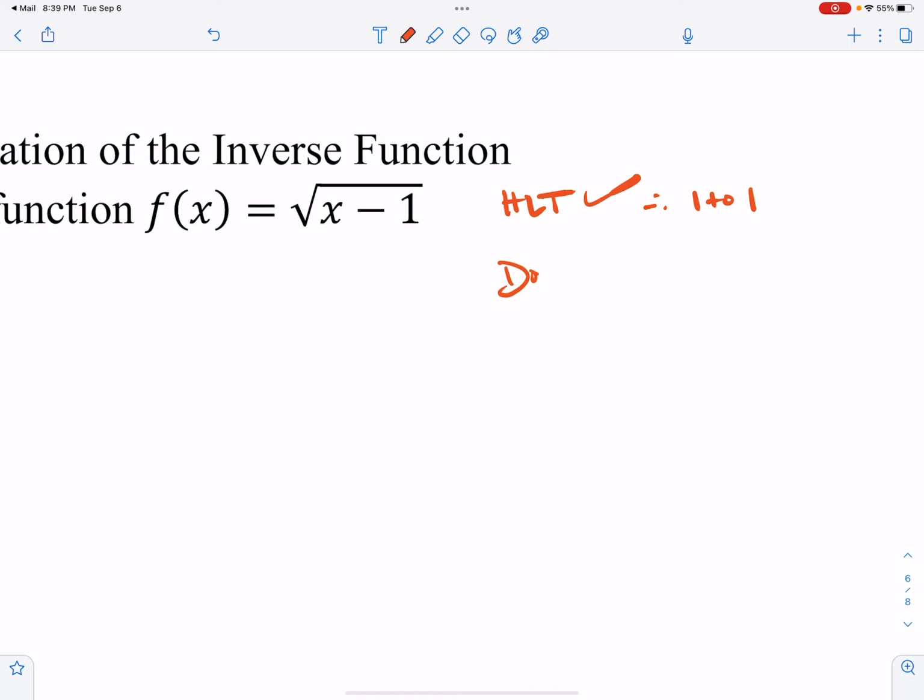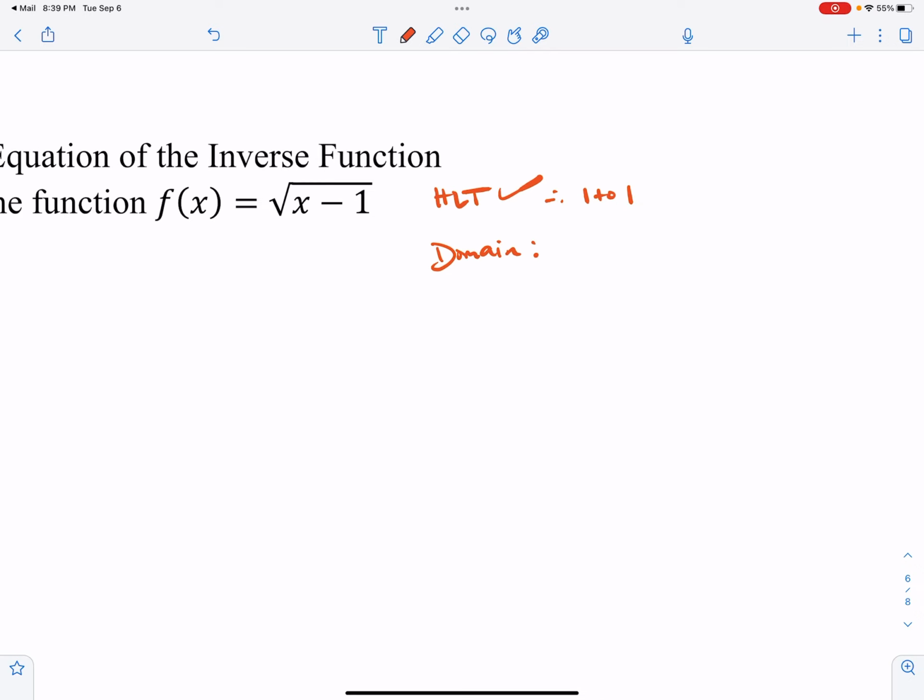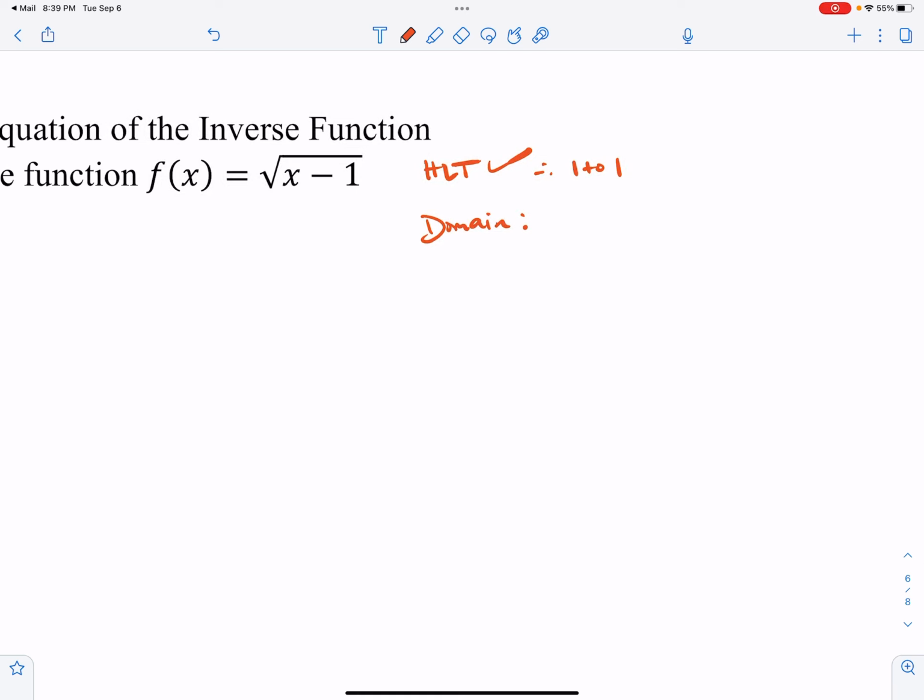Domain: we would need to think about x minus 1 being greater than or equal to 0. So x would be greater than or equal to 1. That would be 1 to infinity in interval notation.